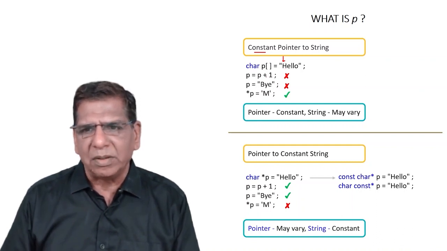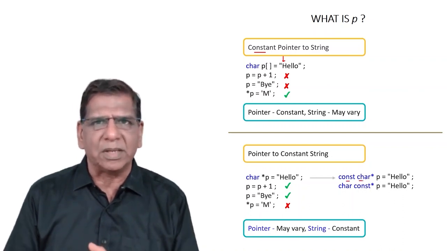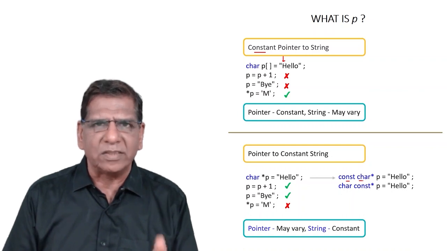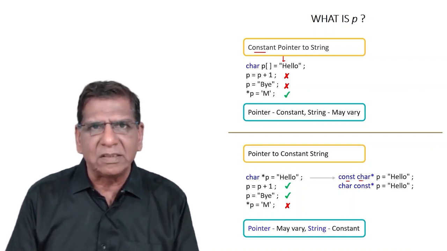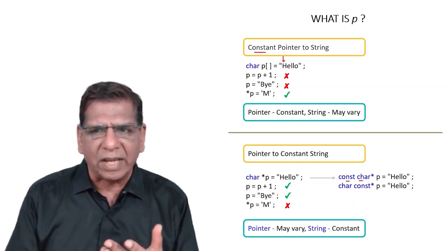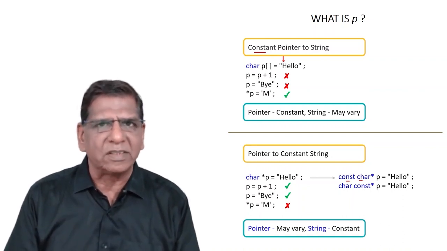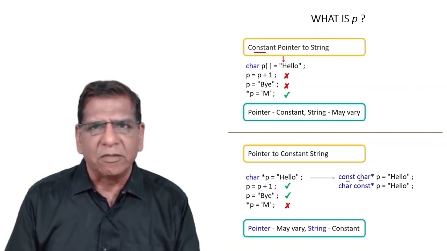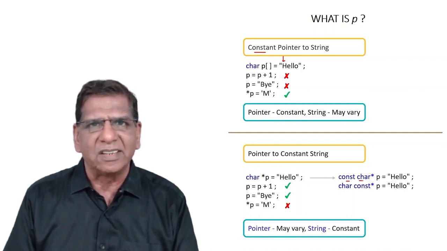Both of these are the same, meaning very clearly that order doesn't matter. Whether you say const first or you say char star first, it's one and the same thing. Const char or char const, in both cases p remains a pointer to a constant string. So const char star p is the same as char const star p. Fine. One is a constant pointer to a string, the second is a pointer to a constant string.